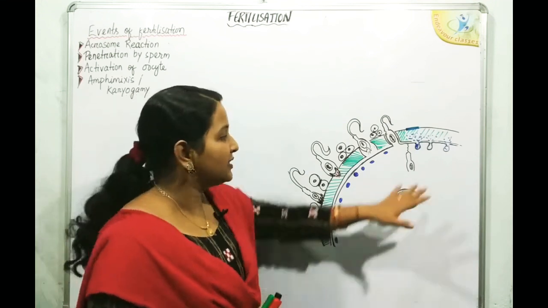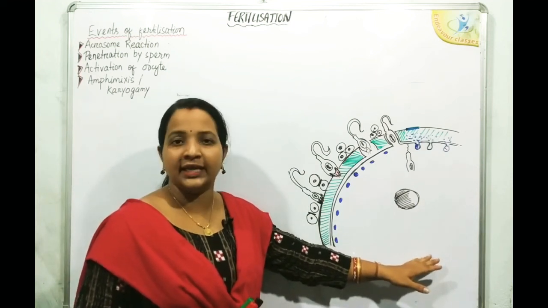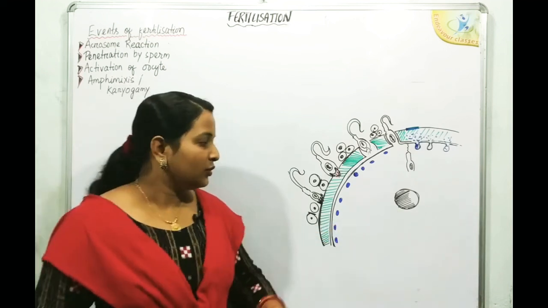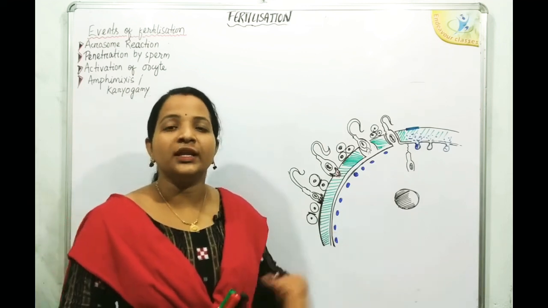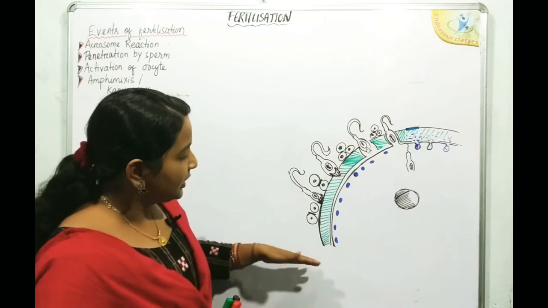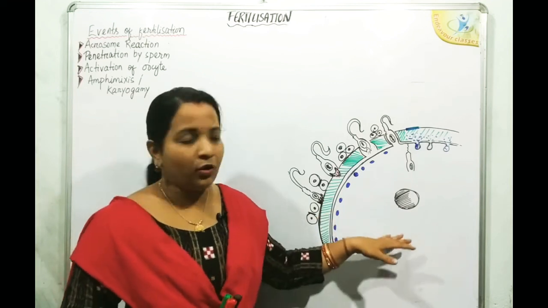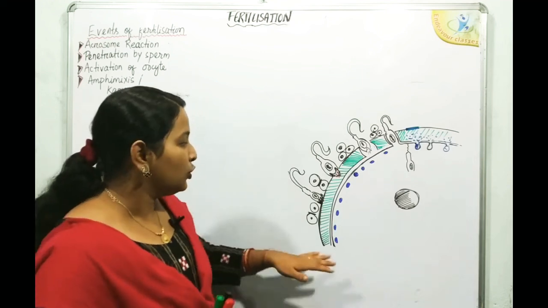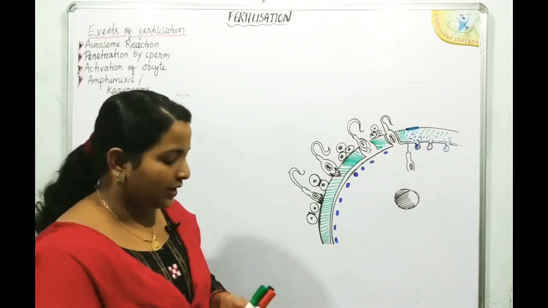Suppose you think this is the secondary oocyte. I have already drawn a part of the secondary oocyte which is waiting inside the ampulla of the fallopian tube. We know that after ovulation, the secondary oocyte is released into the peritoneal cavity, and from the peritoneal cavity, the fimbriae take up the secondary oocyte into it and it reaches the ampulla, and the division of the secondary oocyte is arrested at metaphase 2 of meiosis II.